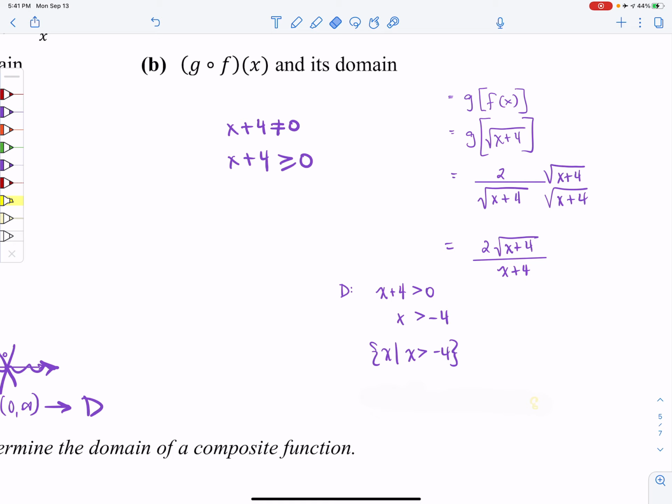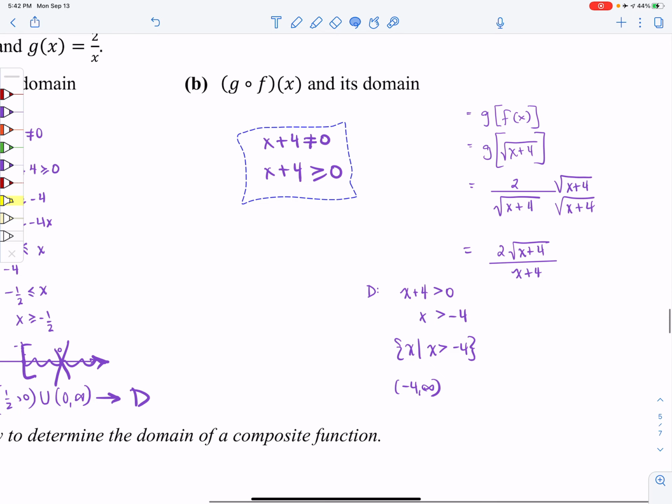So then in set builder notation, this says that x such that x is greater than -4. In interval notation, this is going to be from -4 to infinity, not including the -4. So like I said, I didn't write down both pieces, both cases, but I combined them basically into one case where I'm dealing with both cases at the same time.